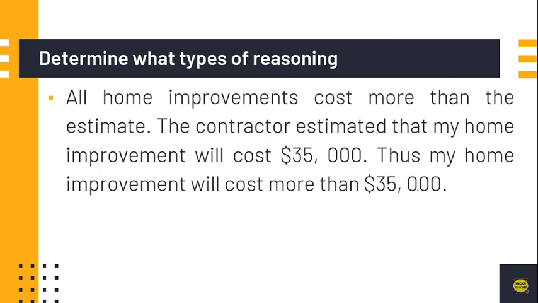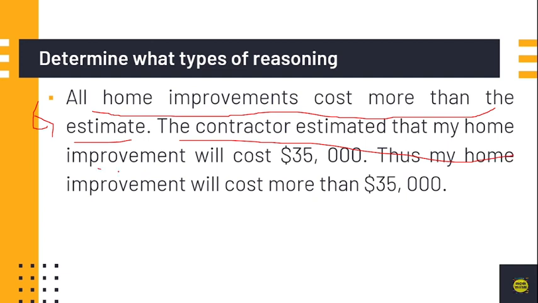Last example: all home improvements cost more than the estimate. The contractor estimated that my home improvement will cost $35,000. Thus, my home improvement will cost more than $35,000. All home improvements is a generalization, and this is the example. So it means this is deductive.